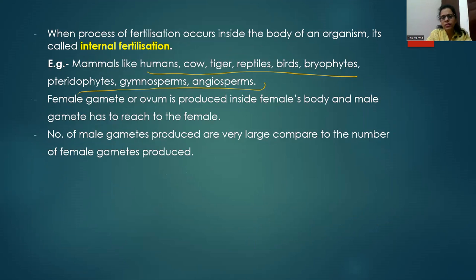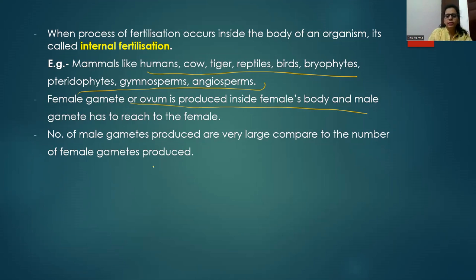Internal fertilization is a process in which the fusion of male and female gametes occurs inside the body of an organism. In a very large number of organisms, internal fertilization occurs inside the body of the female. In very few animals like the seahorse, it occurs inside the body of the male. The female gamete or ovum is produced inside the female's body, and this female gamete sits and waits inside the female's body.